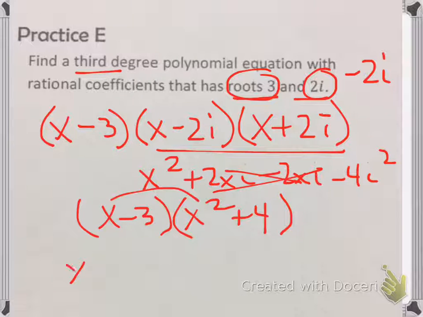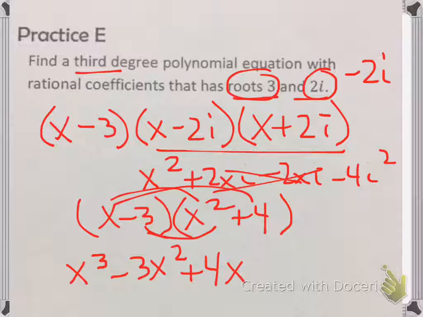Then I just multiply here. I have x cubed. I'm going to leave a little spot here because I get plus 4x, and I know I'm going to have an x cubed here. So a minus 3x squared and a minus 12 for my solution.